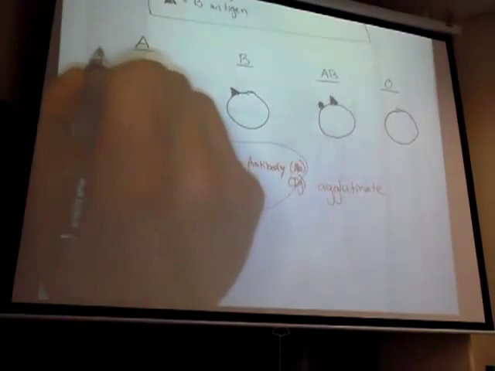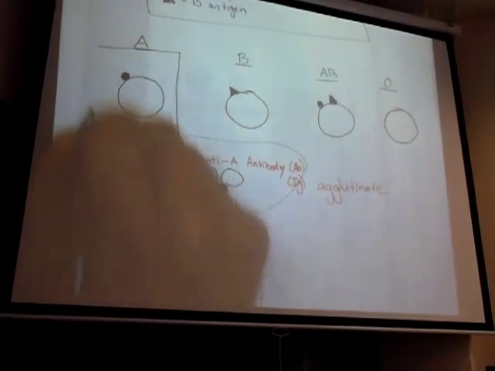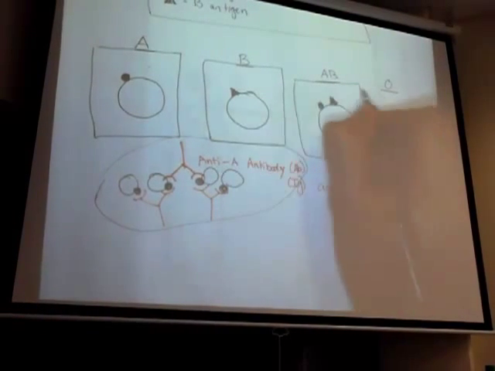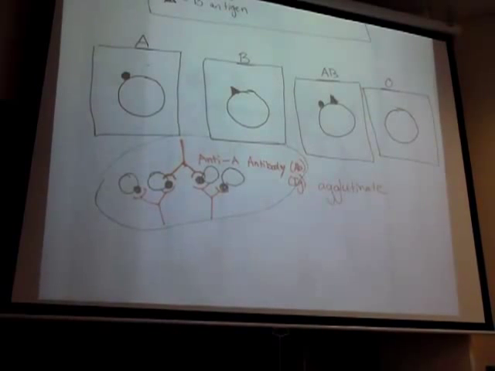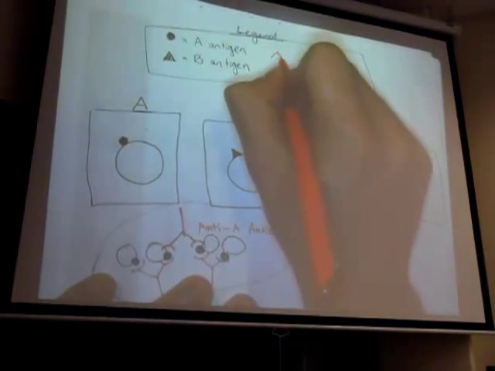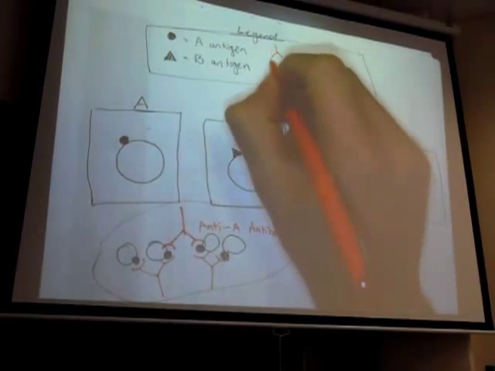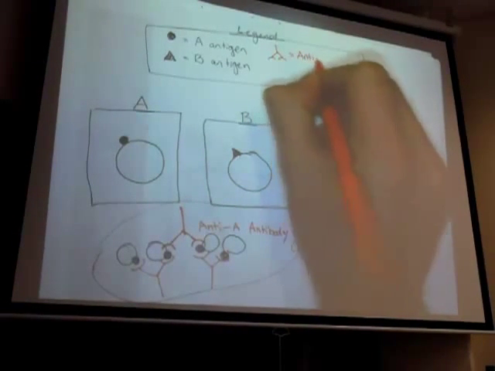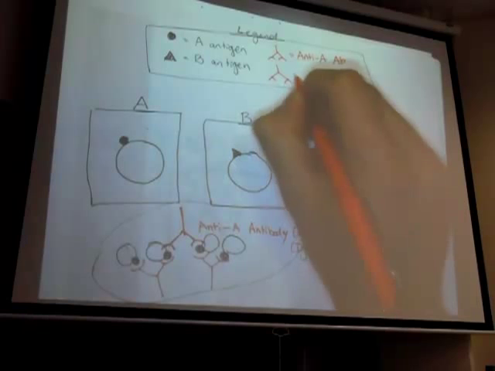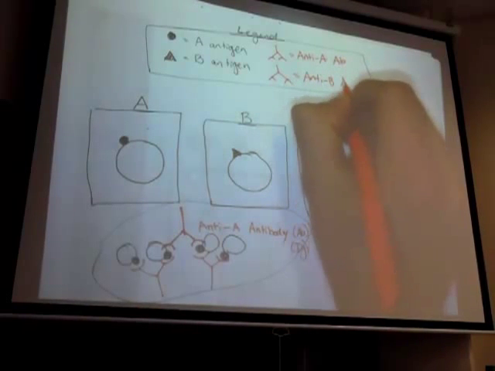So let's go here into our person with blood type A, our person with blood type B, blood type AB, and a person with blood type O. We're going to decide what type of antibodies are going to be in there. Let me make the other legend up here. This is going to be anti-A antibody. And then just change the bottom to another triangle. It's going to be anti-B antibody.